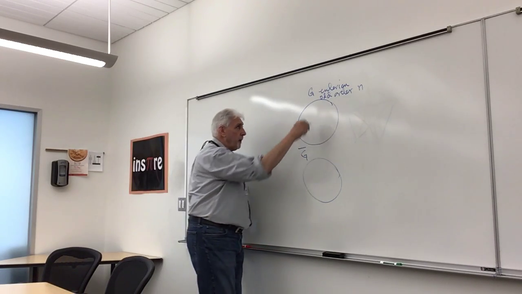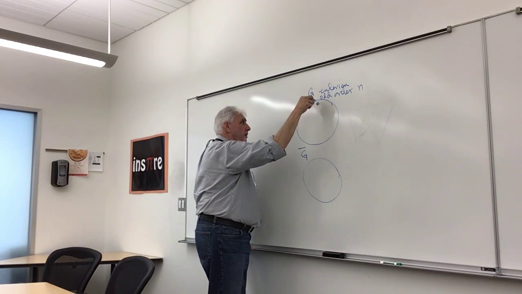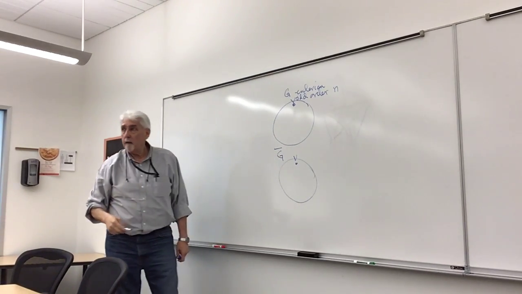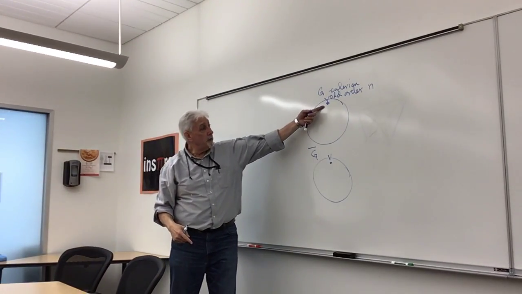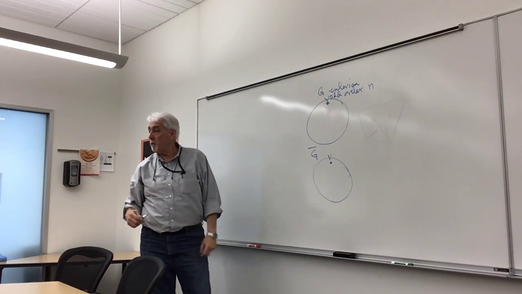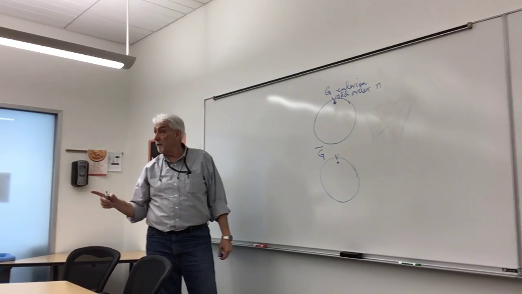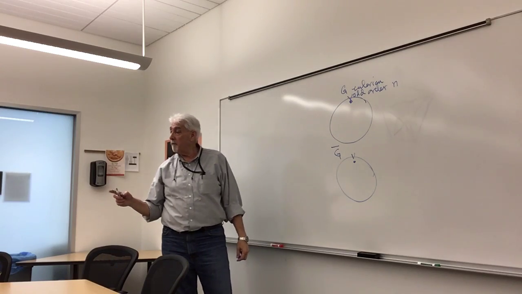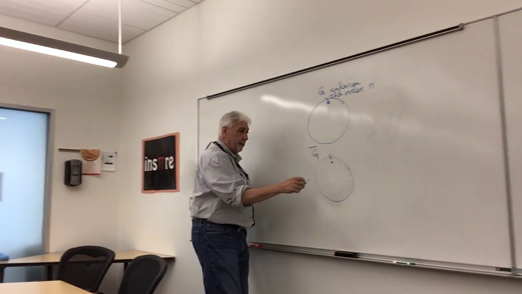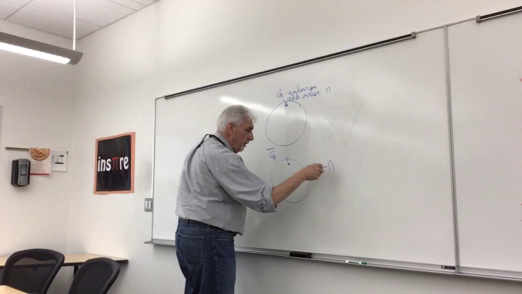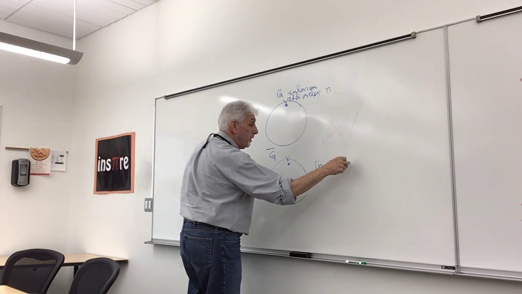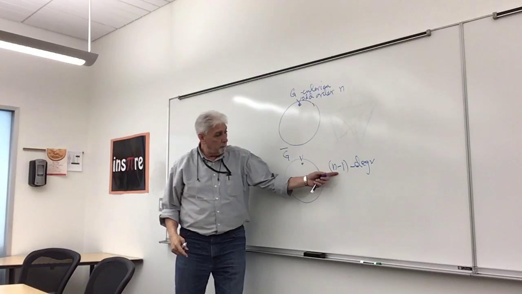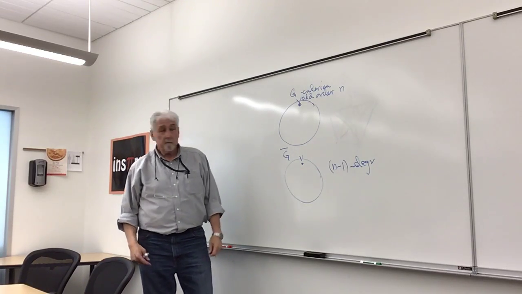So I'm just going to pick a point in general. Here's a point V, and here's the same point V. In G, the degree of V is what? Even. In G complement, the degree of V is n minus 1 minus the degree of V. Okay, where did the n minus 1 come from?